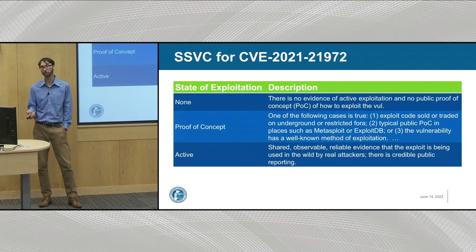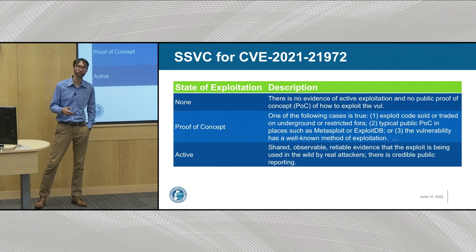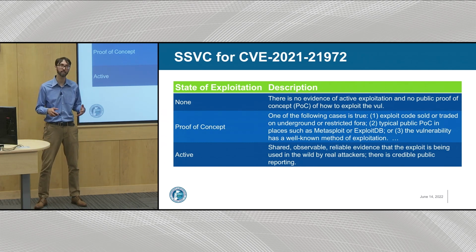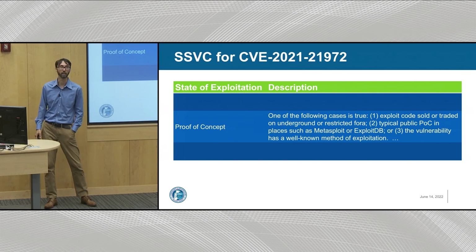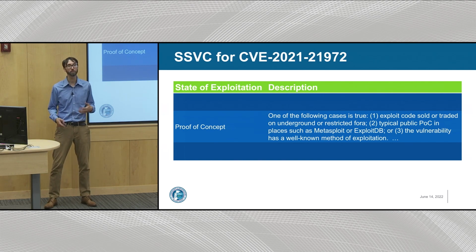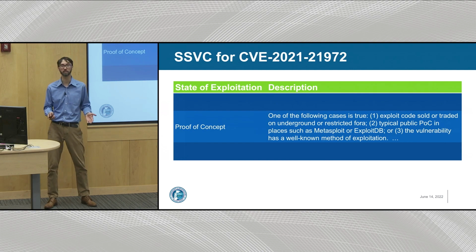So this one is pretty straightforward. State of exploitation is, as a decision point, designed to be publicly observable. We know there's a proof of concept because it's public. We said that, so there we are. There are some times where this is tricky, but in this case, the proof of concept code is published in Metasploit. It's very straightforward that this is a public POC.